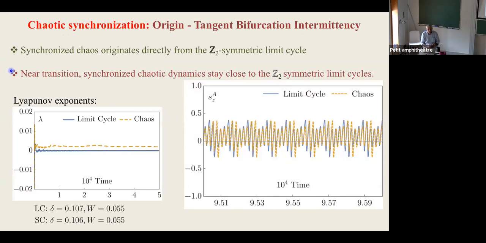Therefore, synchronized chaos comes directly from the Z2 symmetric limit cycle via tangent bifurcation. Near the transition, the synchronized chaotic dynamics, these orange things, are close to the Z2 symmetric limit cycle. But the Lyapunov exponent is positive, which means it's chaotic.